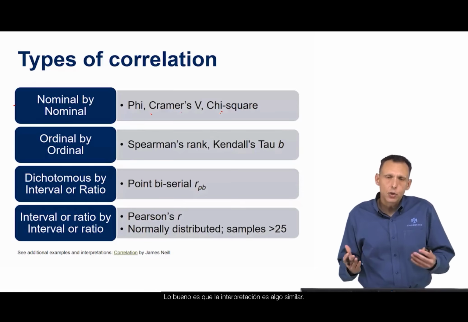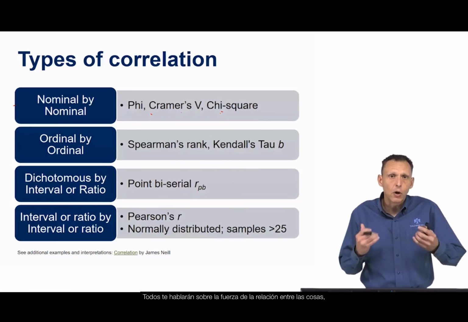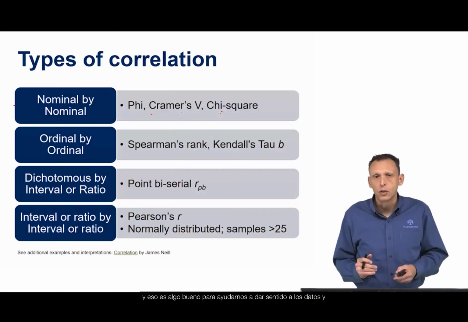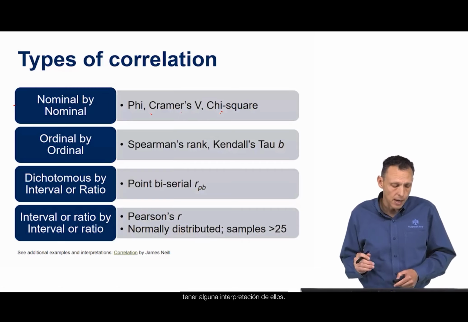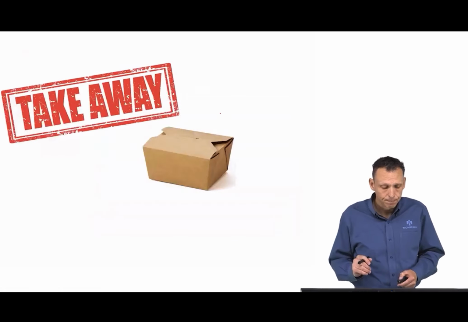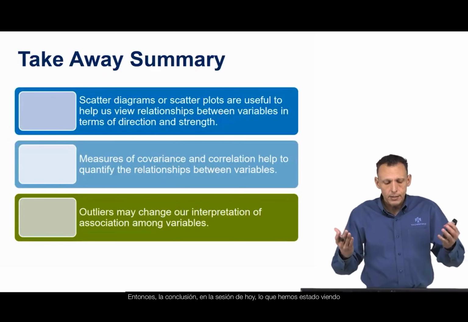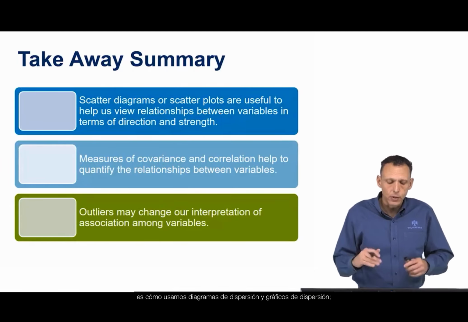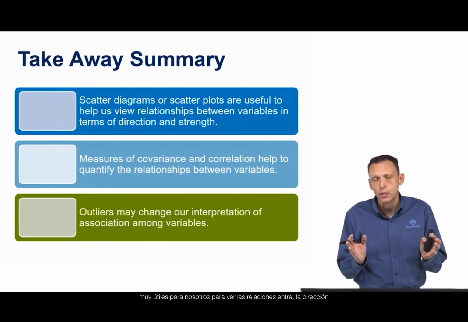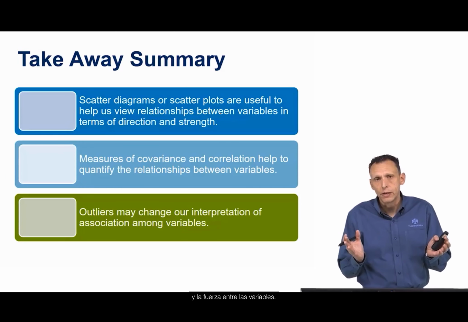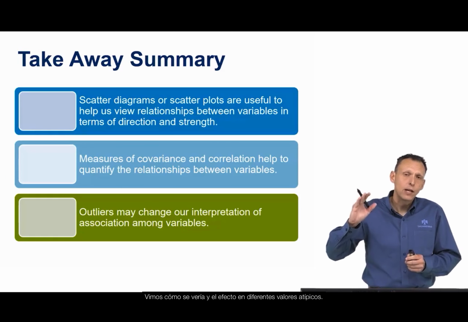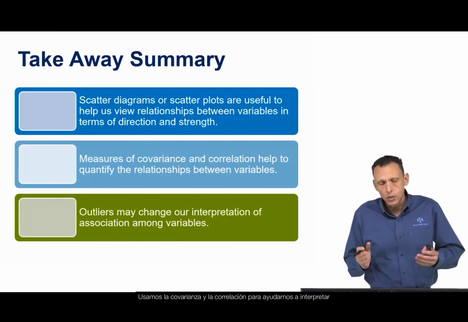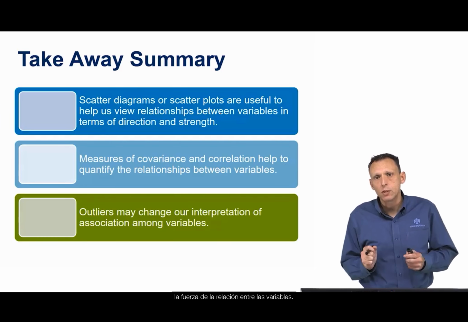The good thing is that the interpretation is somewhat similar. They're all going to be telling you about the strength of relationship between things, and that's a good thing for helping us make sense of the data and having some interpretation of it. So the takeaway on today's session, what we've been looking at are how we use scatter diagrams and scatter plots. Very useful for us to look at relationships between the direction and strength between variables. We saw what it would look like and the effect of different outliers. We used the covariance and the correlation to help us interpret the strength of the relationship between the variables.